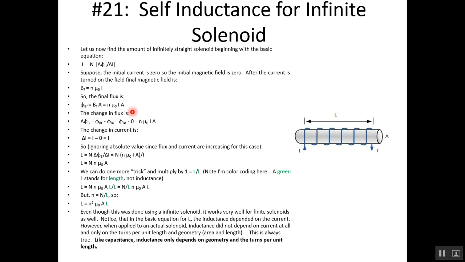So initial flux is zero. Final flux is just mu zero nIA. The change in current is I. The change in the flux is also this because you start at zero, right? Because there's no field initially. So you just put this in here in the numerator. You put delta I, which is I, in the denominator, and you multiply by N, which is the number of turns that you see here. If you count how many turns are here, that's that N.